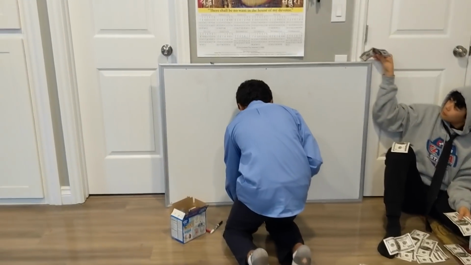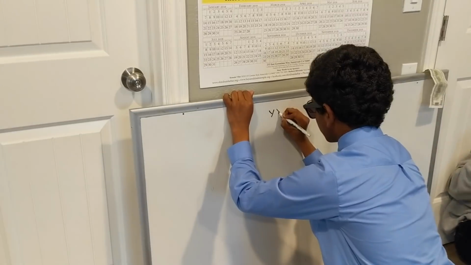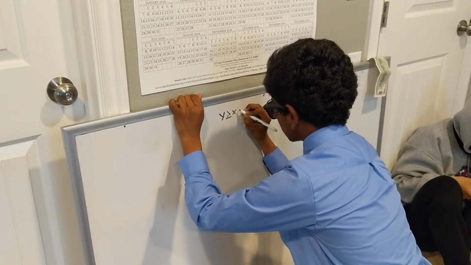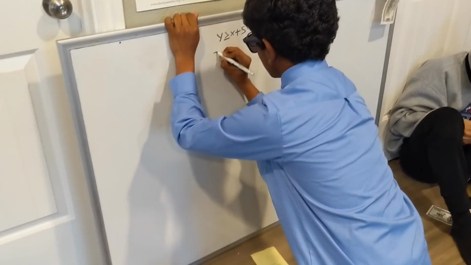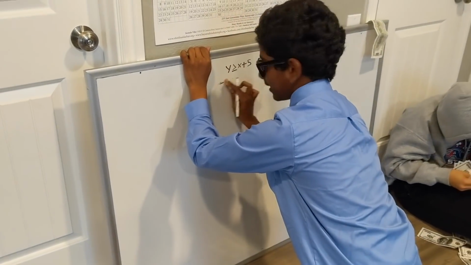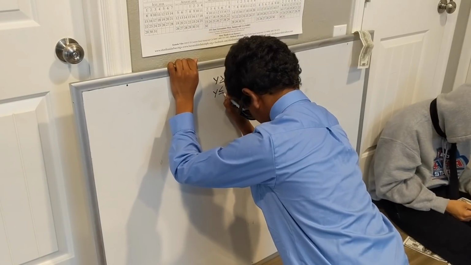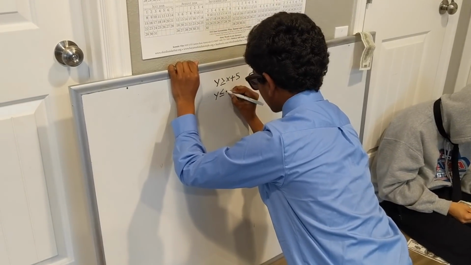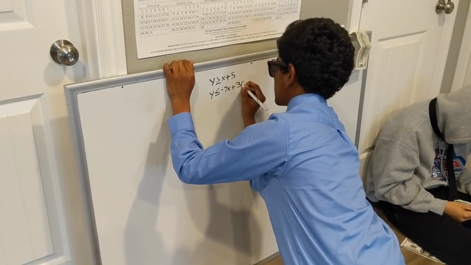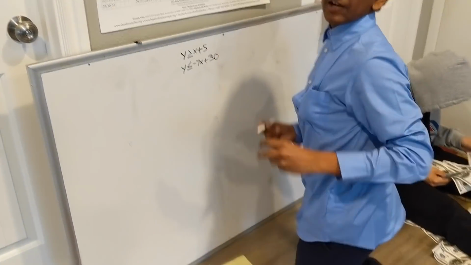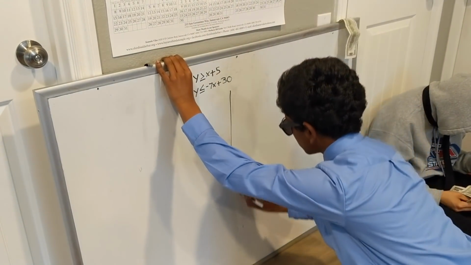So our first equation is y greater than or equal to x plus 5. And our second equation is y less than or equal to -7x plus 30. And so now we're going to be graphing, because that's the only solution for inequalities.